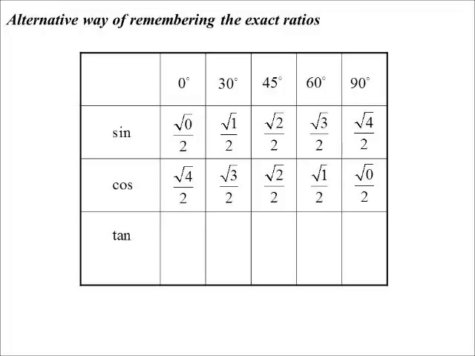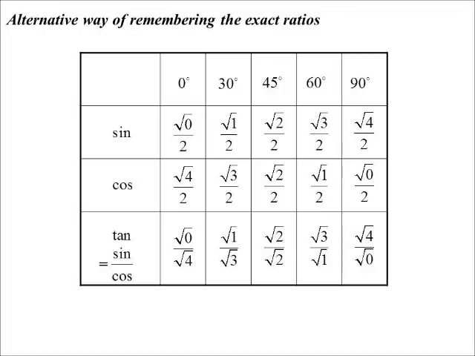Okay? And tan is sine divided by cos. So I forget about the denominators, and there's my tans. Root 0 over root 4, root 1 over root 3, root 2 over root 2, and so on. So there's a different way, I guess, of remembering the exact ratios.